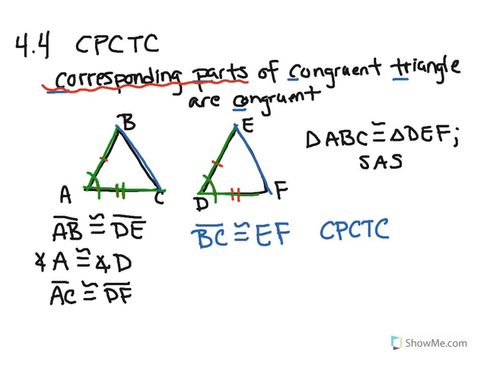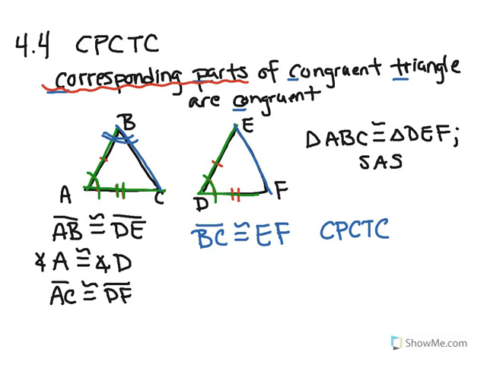Because corresponding parts, in this case BC and EF, of congruent triangles, triangle ABC and triangle DEF, are congruent, which I just stated right here. So that's what this acronym is trying to get you to do. After you prove that your triangles are congruent, then you can say that all of the corresponding parts are congruent as well. So let's try to get the corresponding parts of the rest of the angles.